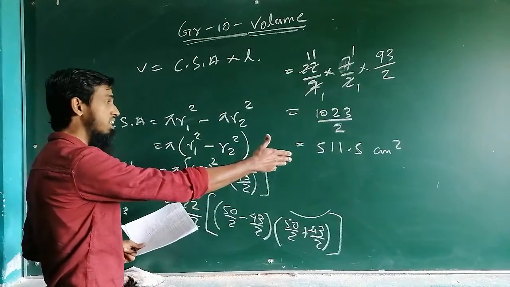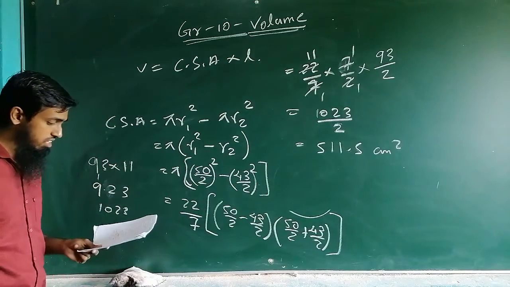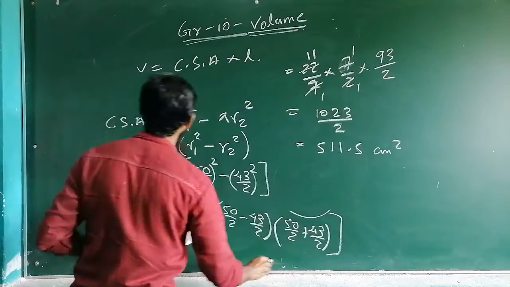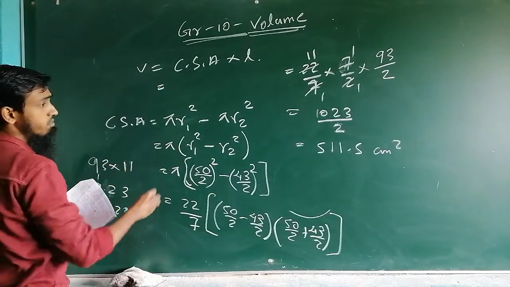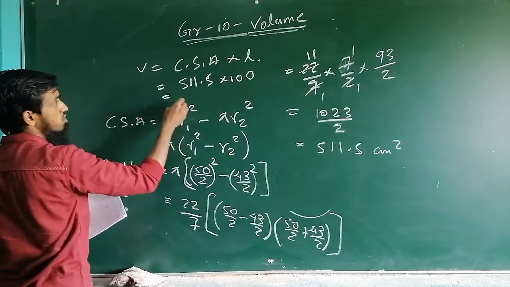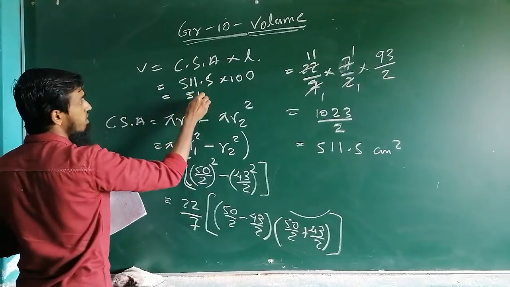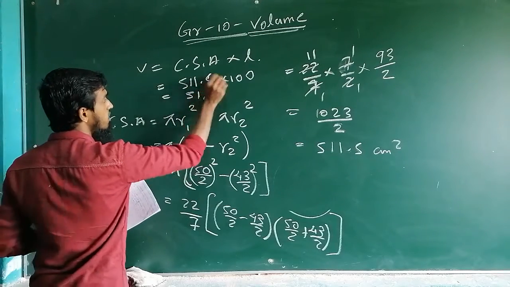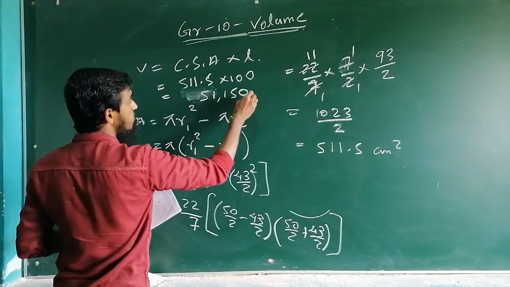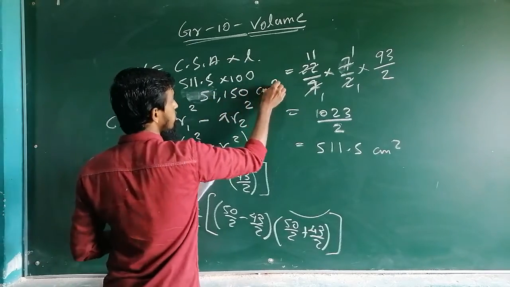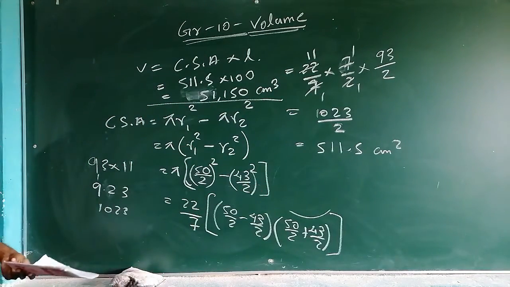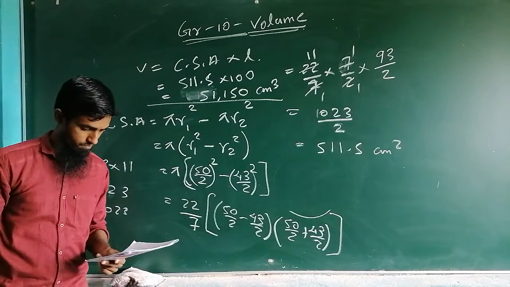So we have the cross-sectional area and we have the length. Length is 100 centimeter. So we can go for the volume. Volume is 511.5 into 100, which is 51,150 centimeter cube. This is the volume of the concrete used to make this concrete slab.